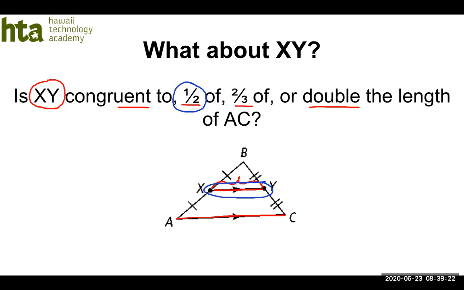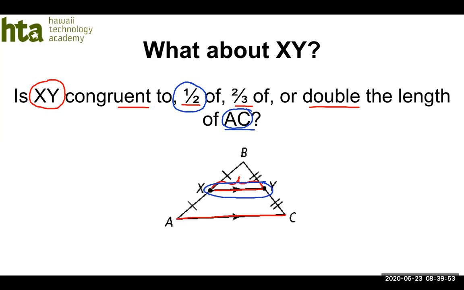So the mid-segment is always half the length of the side it's parallel to. But when we do the algebra, because it's half the length, we have to double it to make it equal the length, okay? So make sure you understand that mid-segments are half the length of the sides they're parallel to. Now, if the question had asked, is AC congruent, half, 2/3, or double the length of XY, we would say AC is double the length.